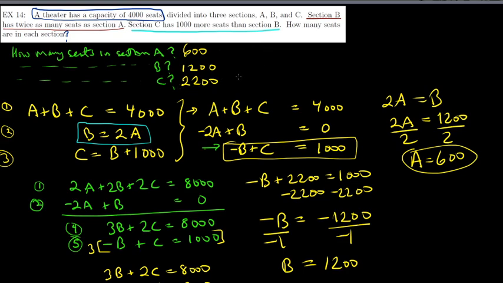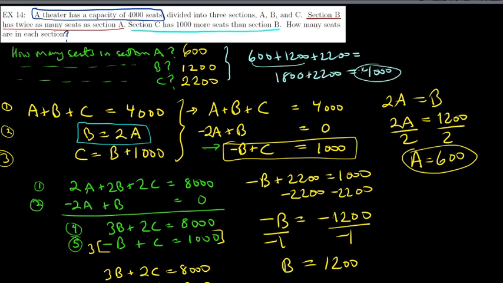So the only thing left to check here, I think, is when you add them all up, do you really get 4,000 seats? And yep, you get 1,800 plus 2,200, which is indeed 4,000 seats. So it's a good way to check. So there we go, right? 600 seats in section A, 1,200 in B, 2,200 in C, and that answers the question.